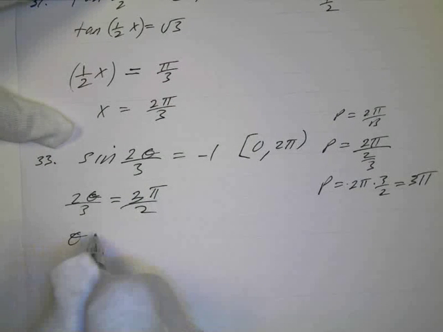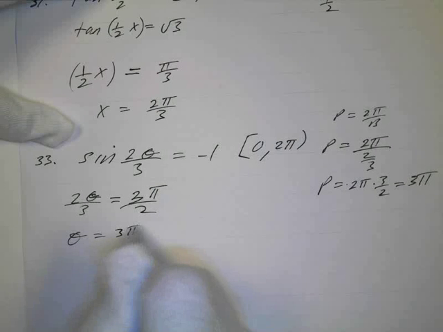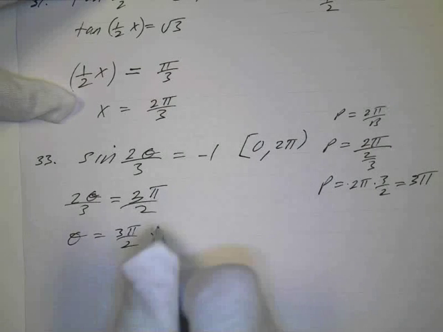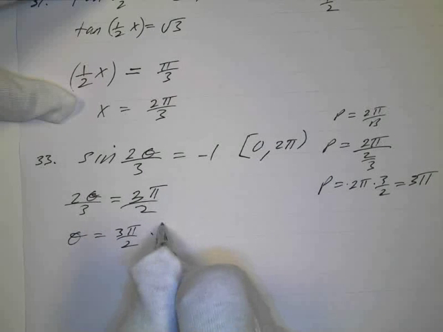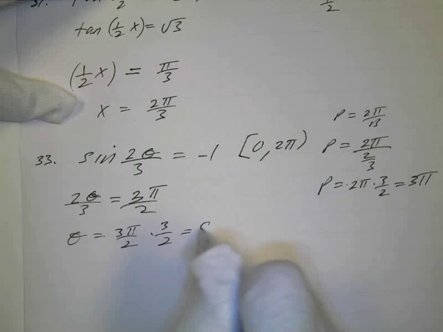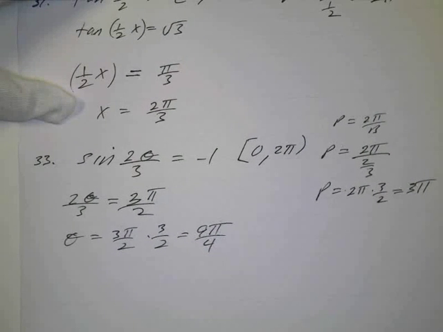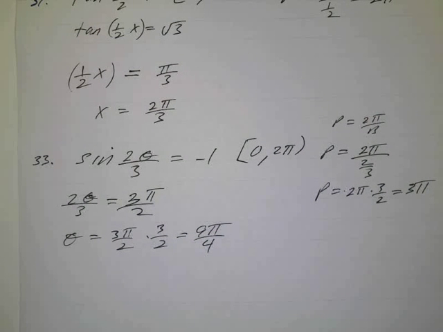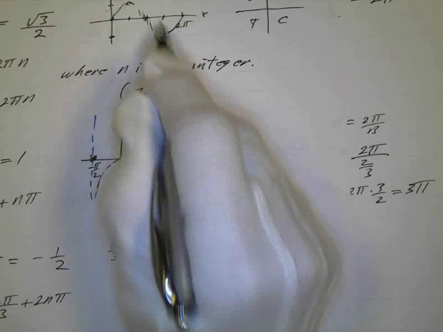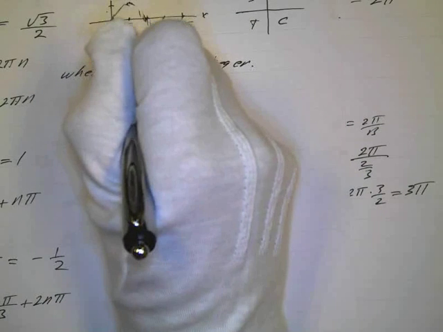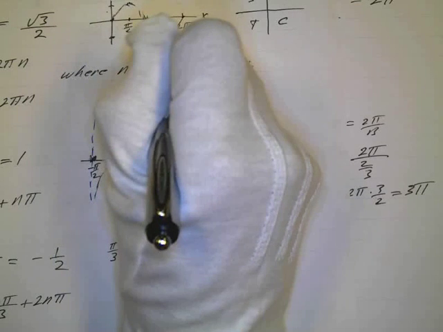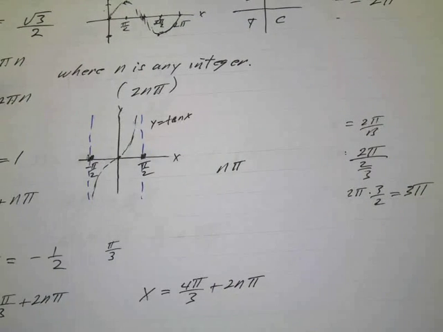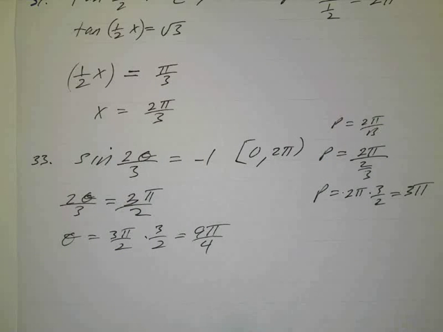Now, how can I find out what theta is? Well, I can multiply both sides, so theta equals 3 pi over 2 times 3 over 2, and that ends up equaling 9 pi over 4. And I don't even have two solutions in this case, because remember, normally we have two solutions except for at pi over 2 and 3 pi over 2, which give 1 and negative 1. So we only have one possibility. So this is my one possibility.